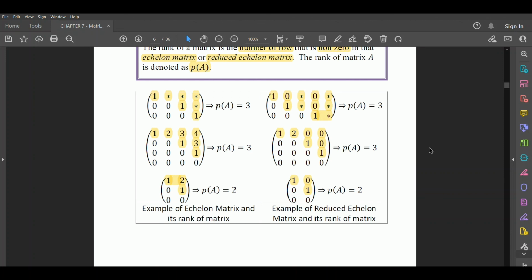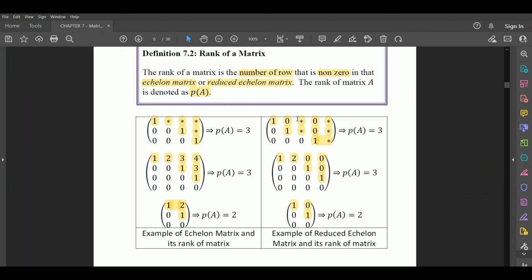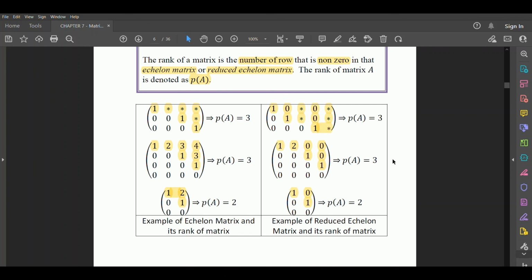Next, we will go to the examples for reduced echelon matrix. The first example, the matrix has 3 rows, but none of them is entirely zero. Hence, the rank of the matrix is 3. For the second example, the matrix has 4 rows, but one of them is entirely zero. Hence, the rank of the matrix is 3. For the third example, the matrix has 3 rows, but one of them is entirely zero. Hence, the rank of the third matrix is 2.